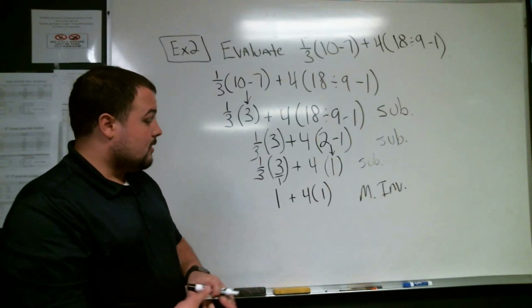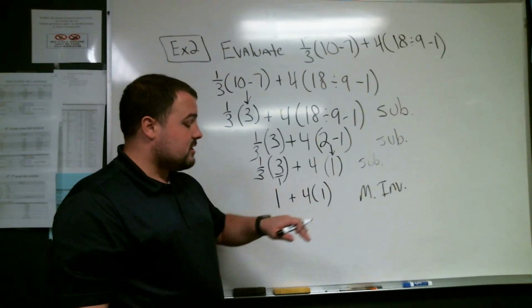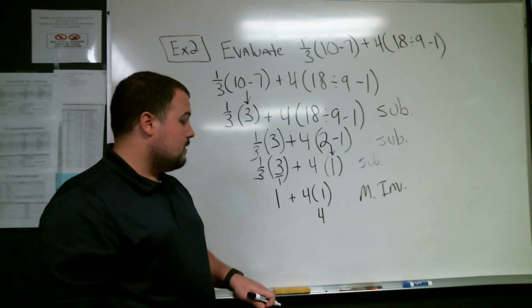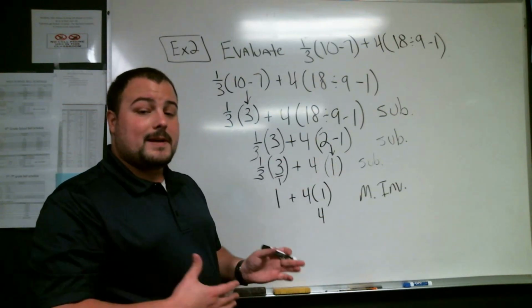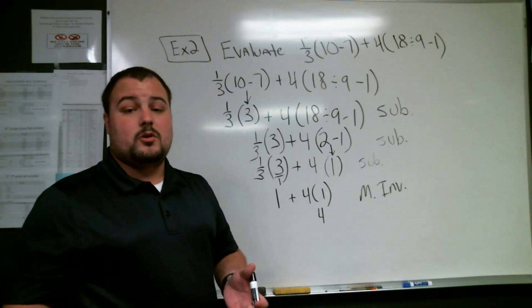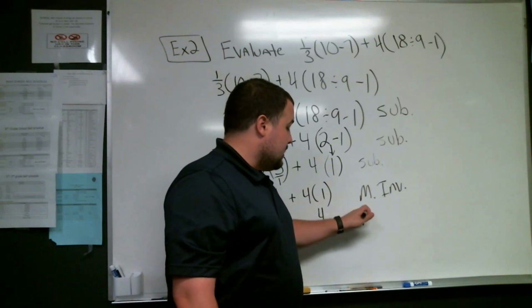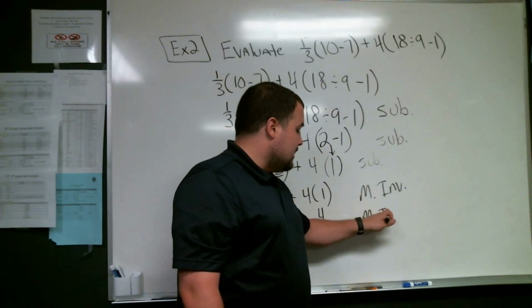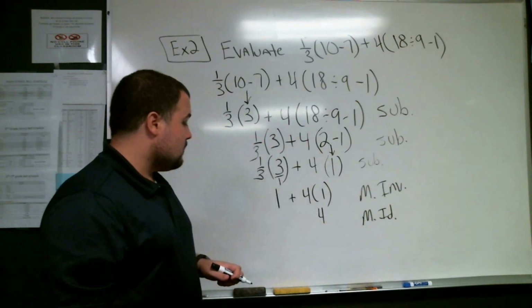Now, the last thing we have to solve is we look over here to the right, and we have 4 times 1, that's 4. Now this is called a multiplicative identity because any number times 1 is itself. So we write M for multiplication and ID for identity.